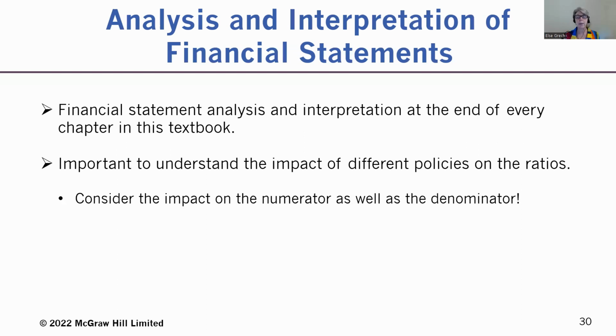Be sure to explore the impact of different accounting policies on both the numerator and the denominator of the ratio. For example, a change in a policy may increase liabilities and decrease revenue. So this is when the client has recorded revenue and it should have been an unearned revenue. So it's going to increase the liabilities and decrease the revenues. Depending on which ratio you're looking at, this change in policy could impact either the numerator and the denominator, only one of them, or both of them.